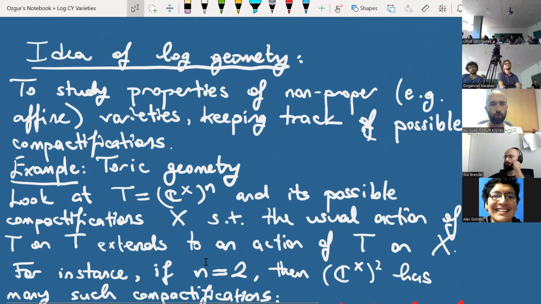Okay, so coming to the title, it was log Calabi-Yau manifold. So the idea of log geometry, I guess, is in general to study properties of non-proper varieties like affine ones, but keeping track of possible compactifications. So an excellent example would be toric geometry as a subject. So what is toric geometry?